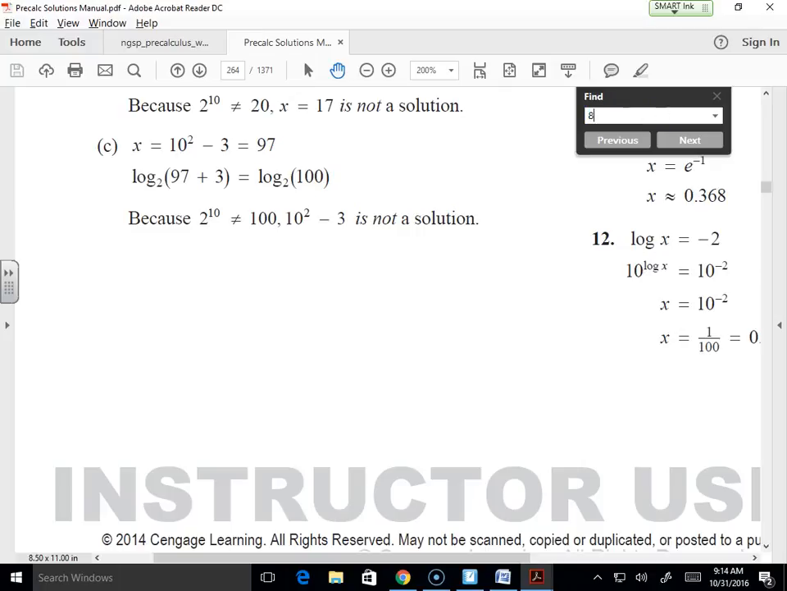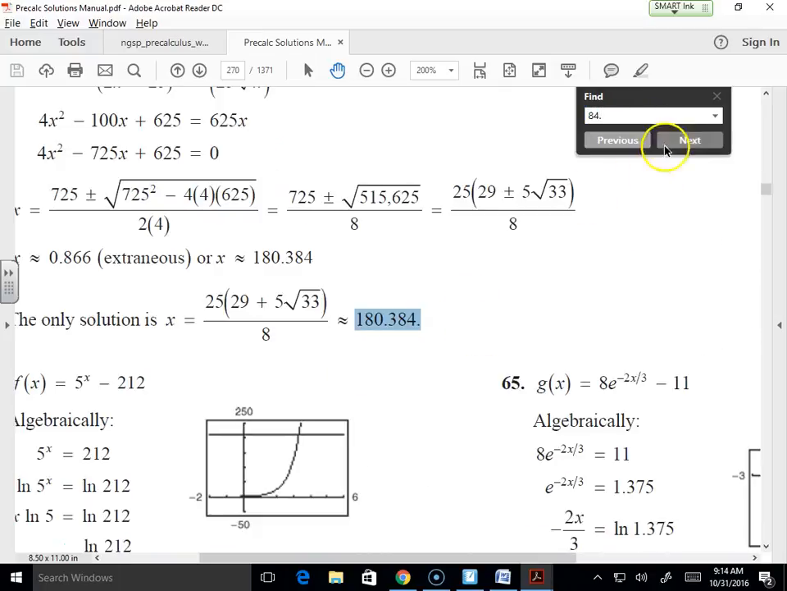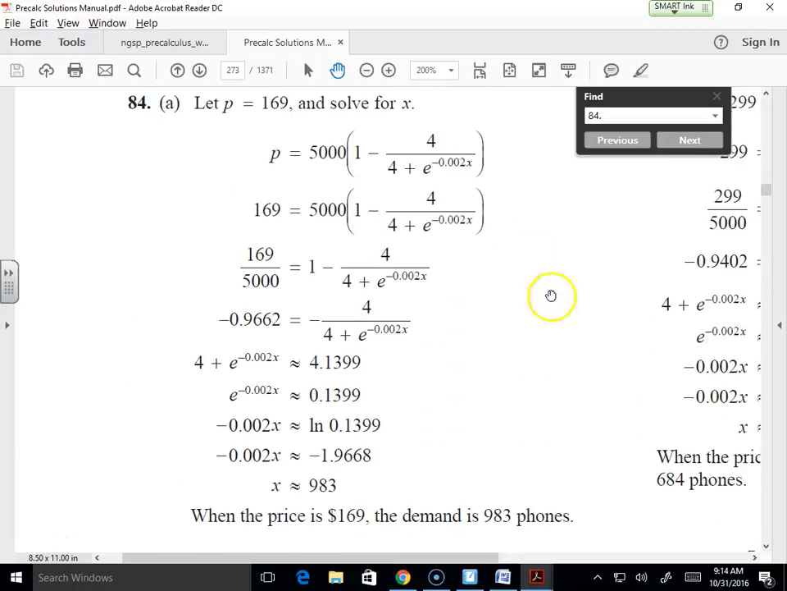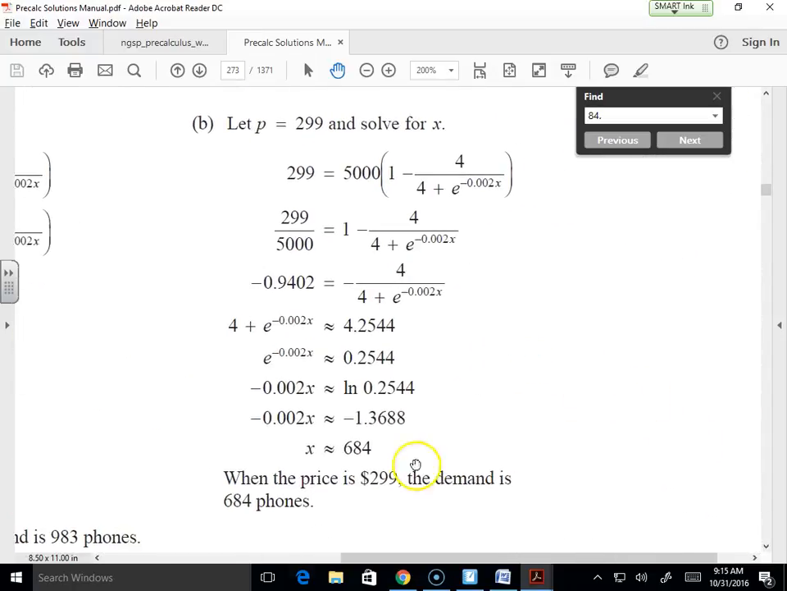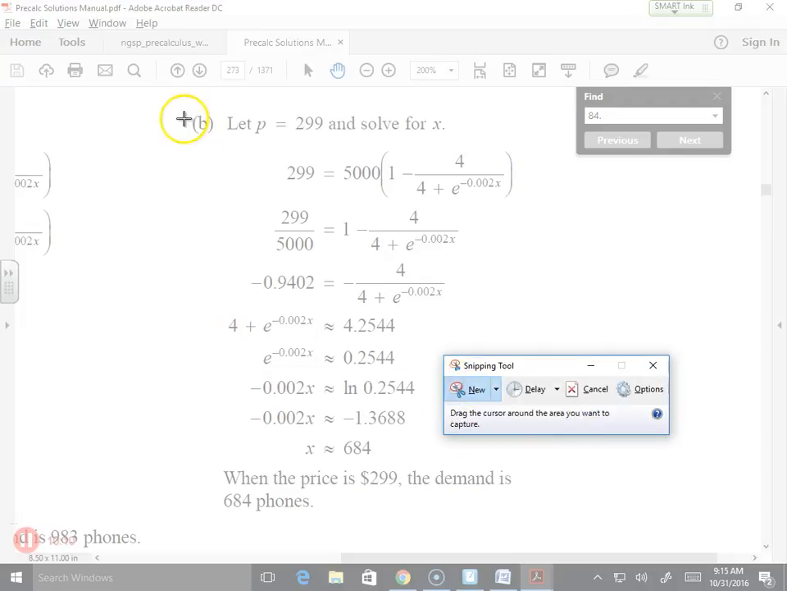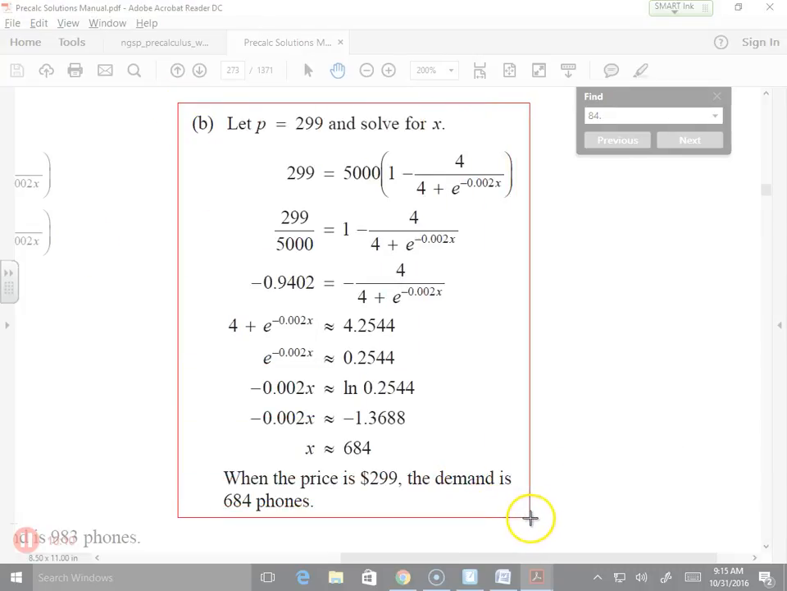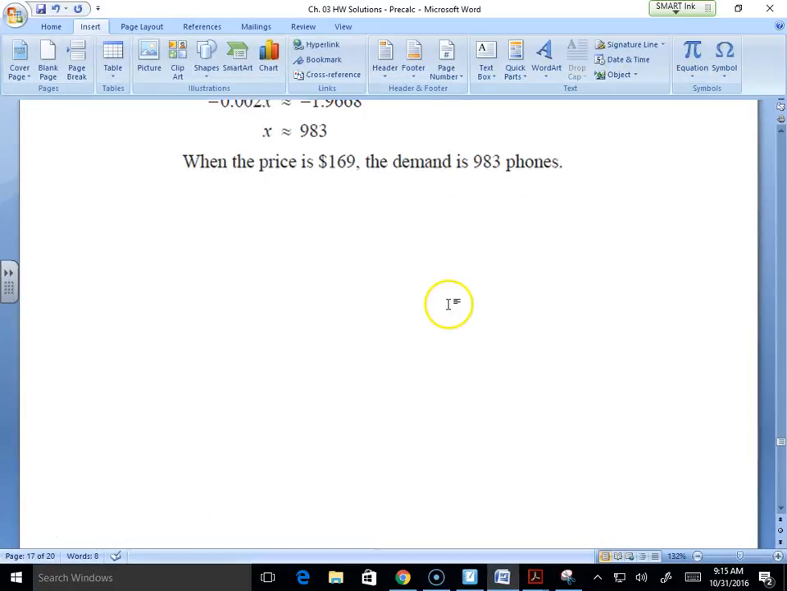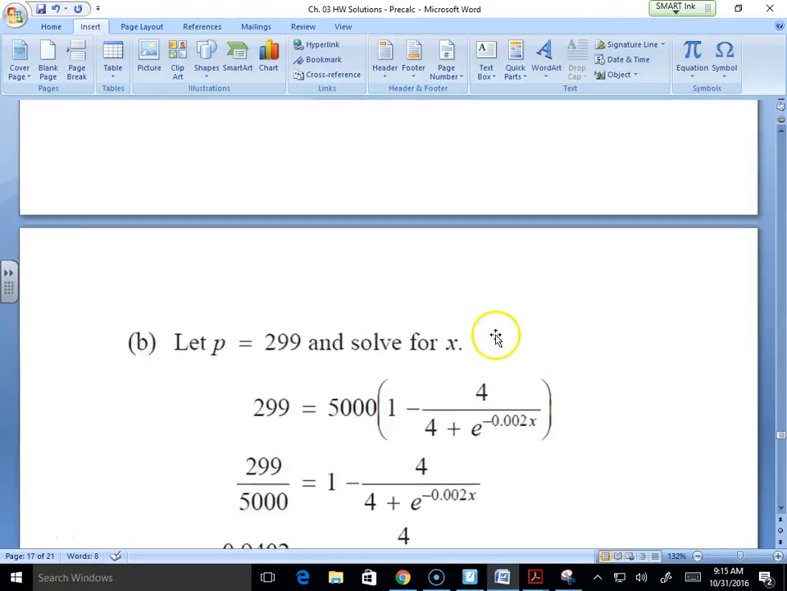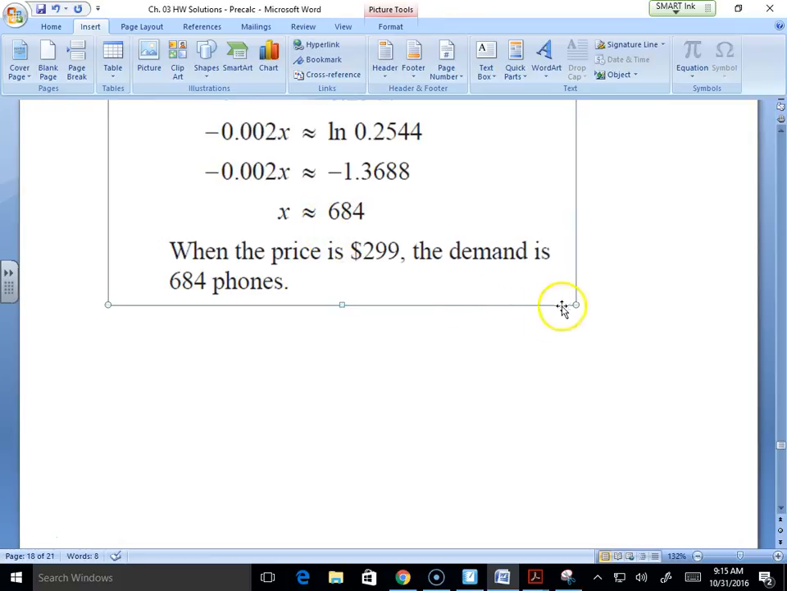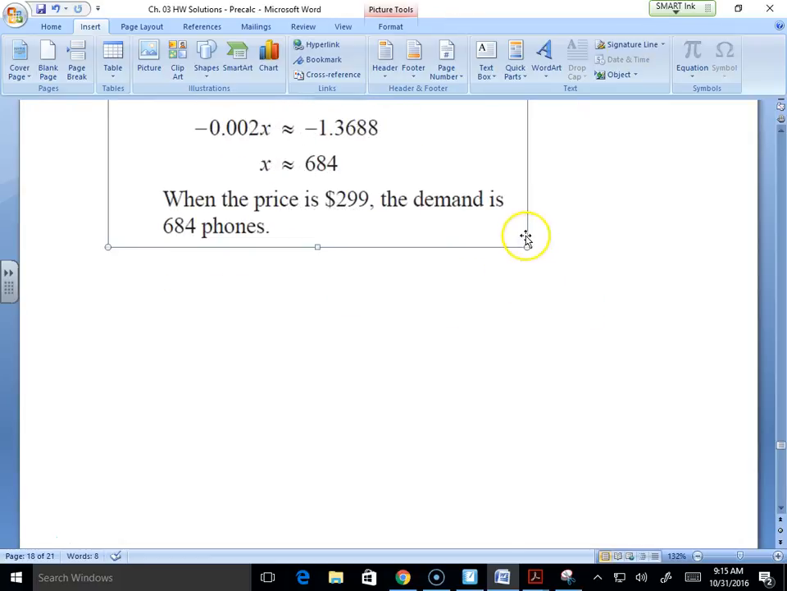Number 84, right? Not that 84. That 84. A, B. Where's B? There he is. So final answer is 684. I'm getting him over here real quick. Final answer is, ooh, why is he bigger? Oh well. Final answer is 684. That's a little better.